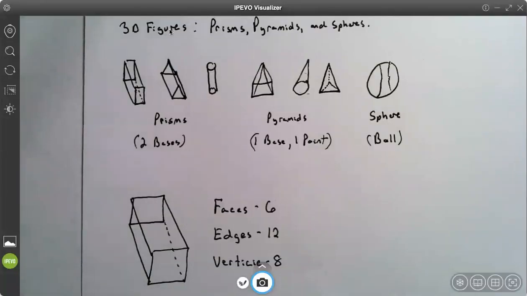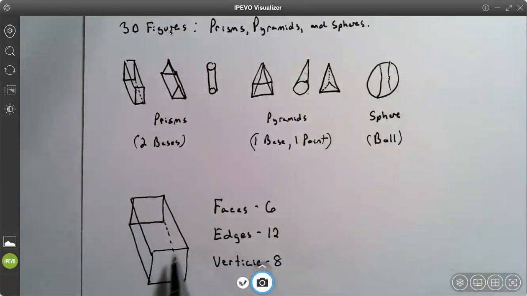When you're doing a problem and it asks for the faces, the edges, and the vertices, you don't necessarily have to memorize that all rectangular prisms have 12 edges, 6 faces, and 8 vertices. You can just count them.